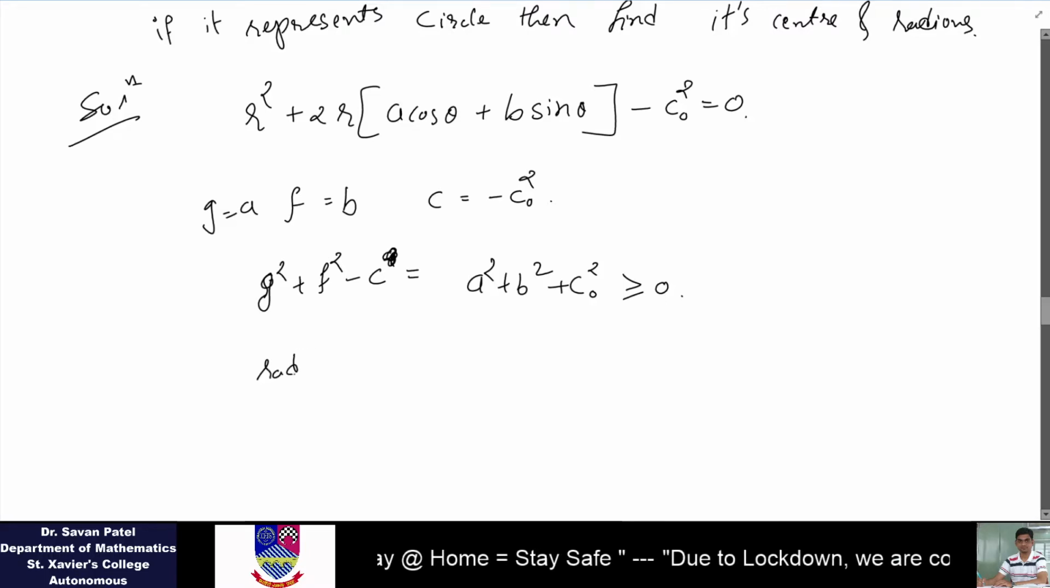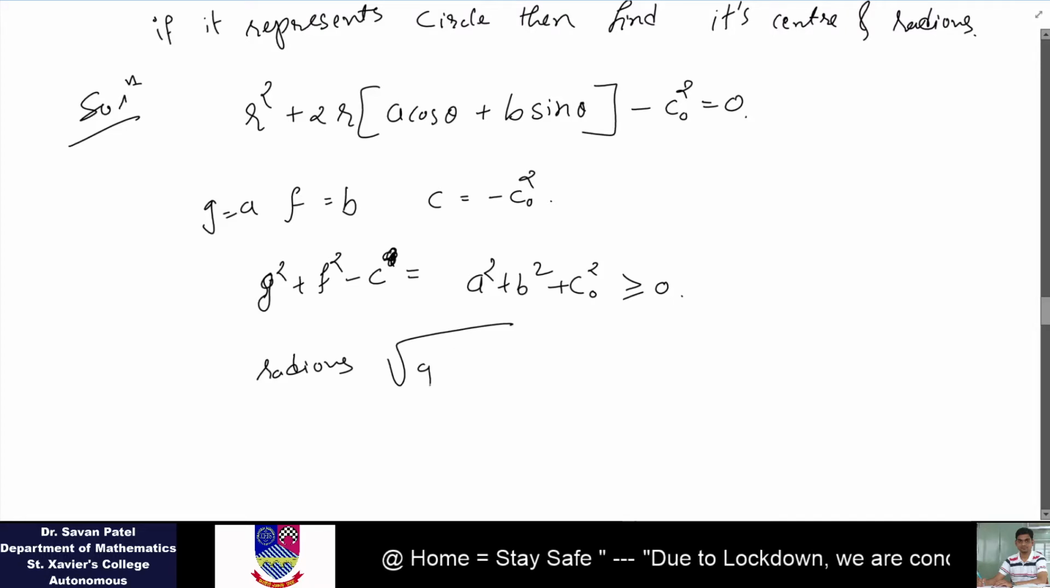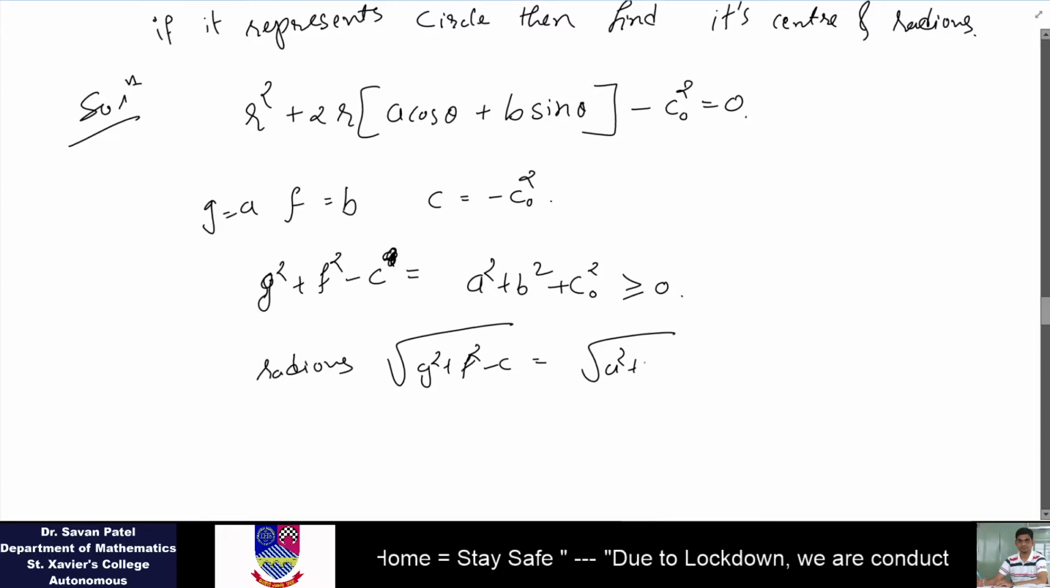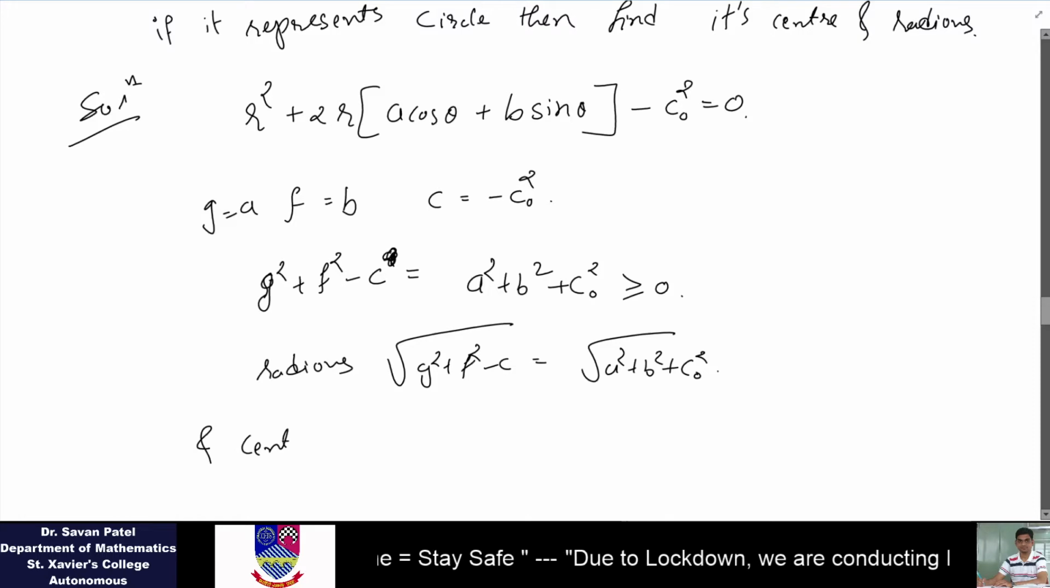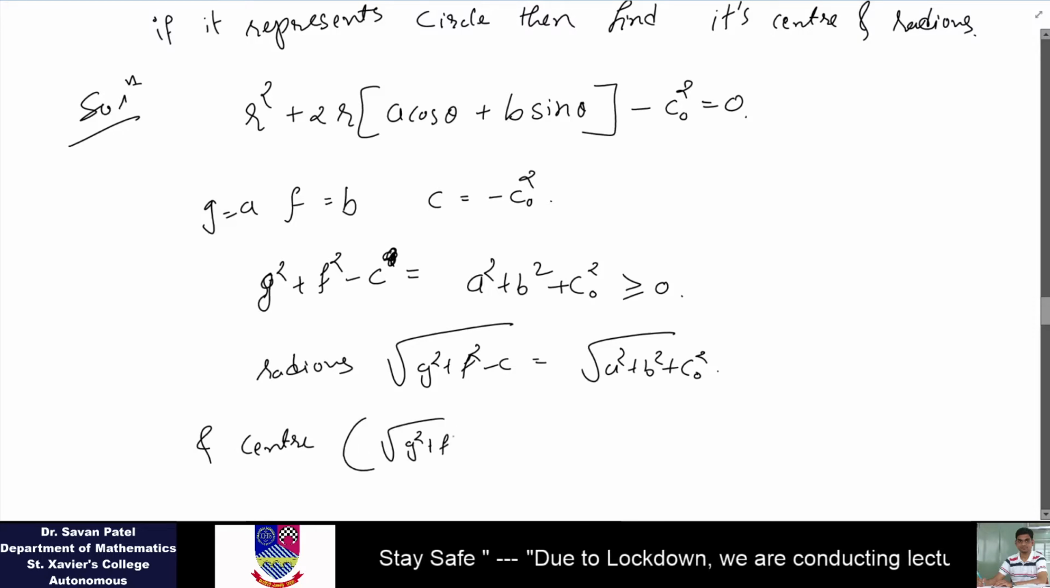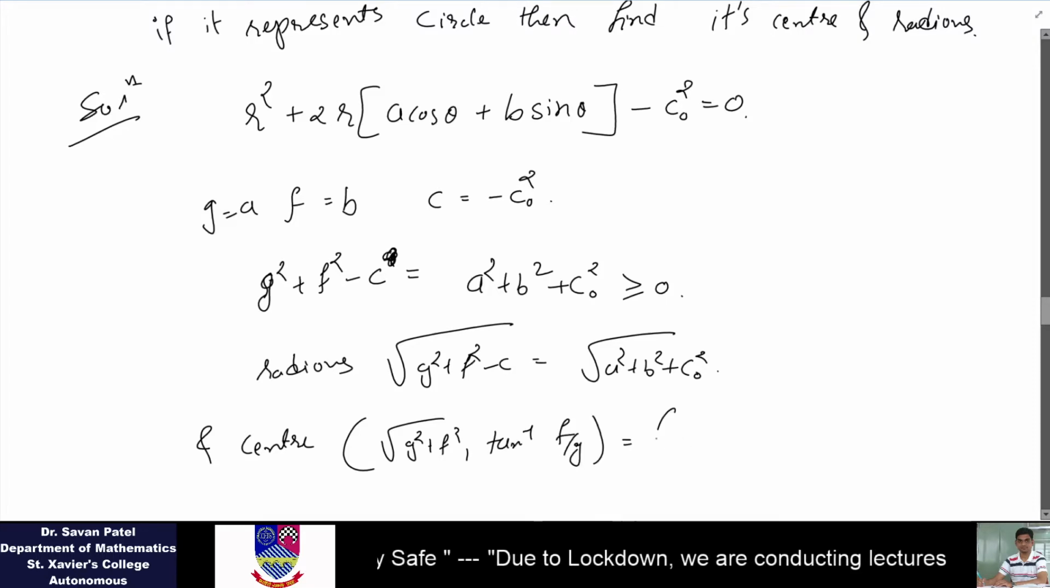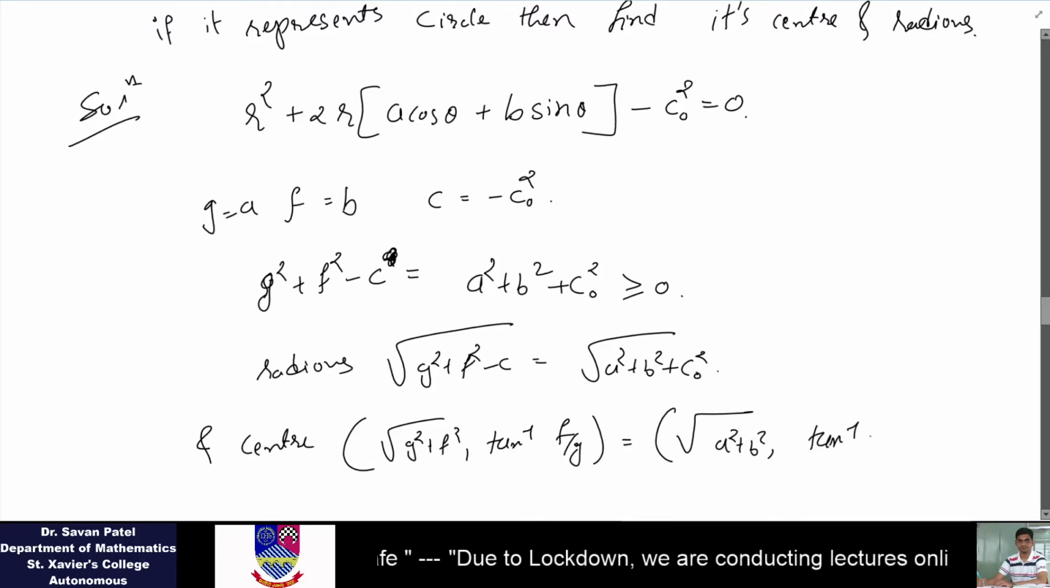So the radius is the square root of g square plus f square minus c, that is square root of a square plus b square plus c0 square. And the center is square root of g square plus f square comma tan inverse f by g, that is square root of a square plus b square comma tan inverse f by g. Here f is b and g is a, so tan inverse b by a.